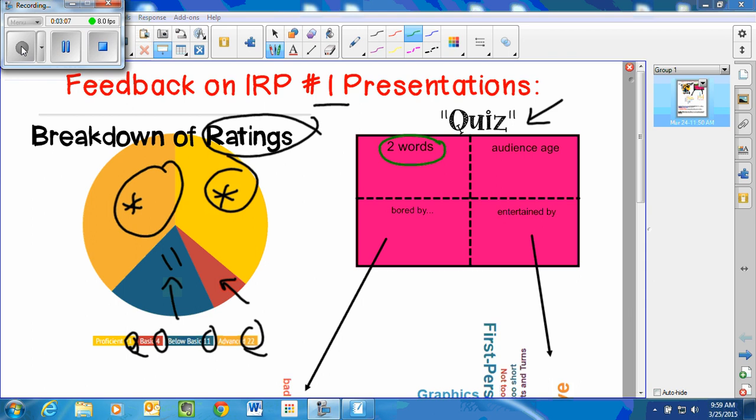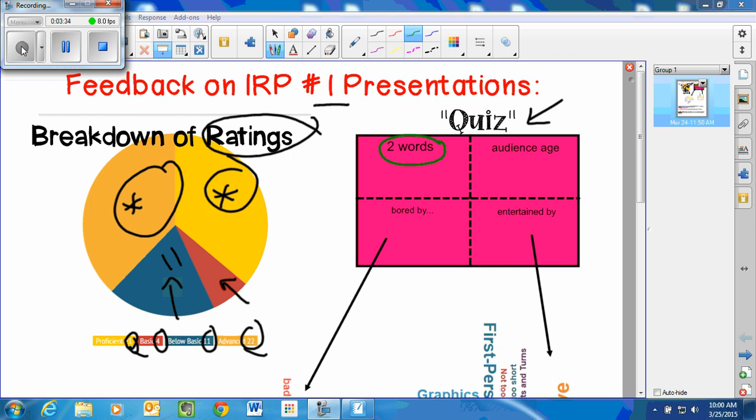Okay. The actual answers were, the correct answers rather, were organized and entertaining. Almost everybody got organized, got that answer. And in fact, when we look back on all of our independent research projects, guess what? They were all, for the most part, very well organized. You guys got that down pat.